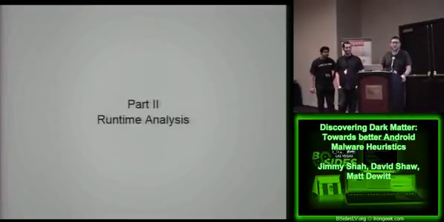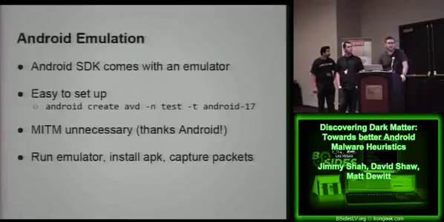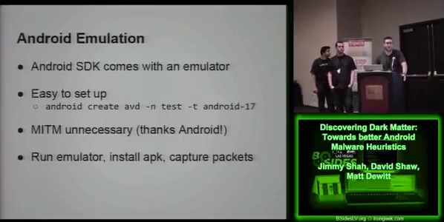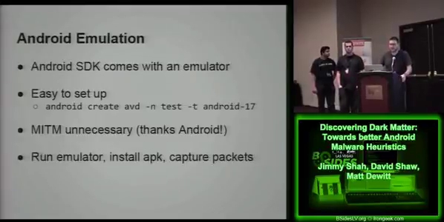So now that we have the short list, we can actually move into part 2, which is runtime analysis. We're actually running the app and seeing what it's doing at the time. The Android SDK comes with an emulator, which is great. You don't need to have a hardware device. It's basically designed so that when you're writing apps, you can test it. It's really easy to set up.